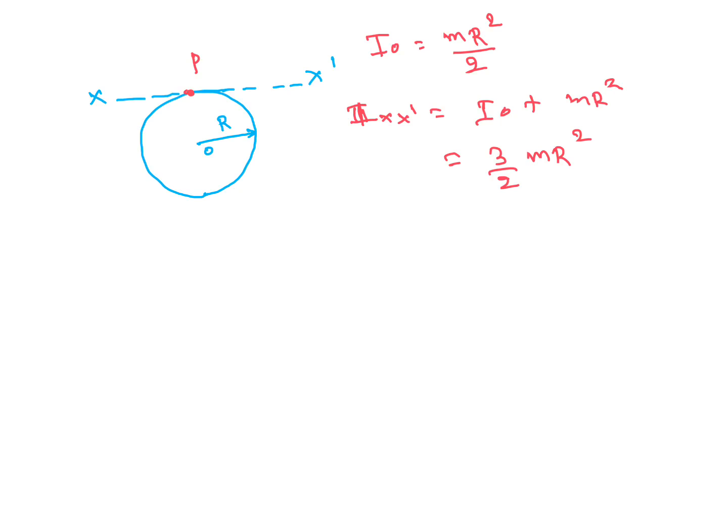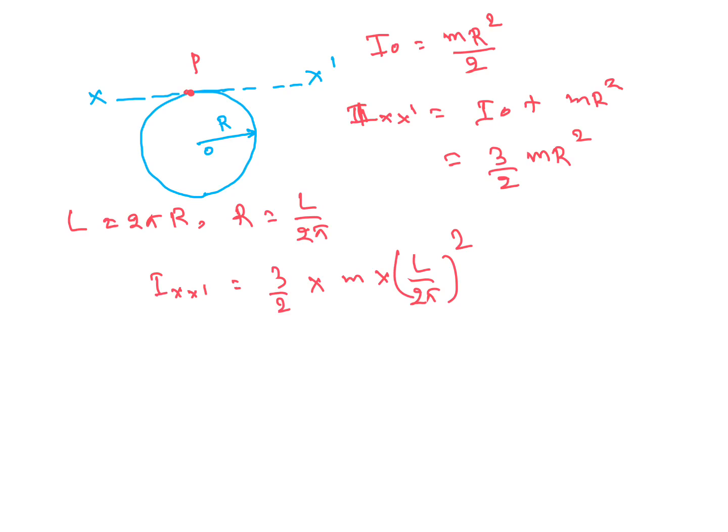And we know L equal to 2 pi r. From here r equal to L by 2 pi. We'll use this one. Ixx dash is 3 by 2 into m into r square. We have to use L by 2 pi square. So it will come 3 by 2 m into L square by 4 pi square.